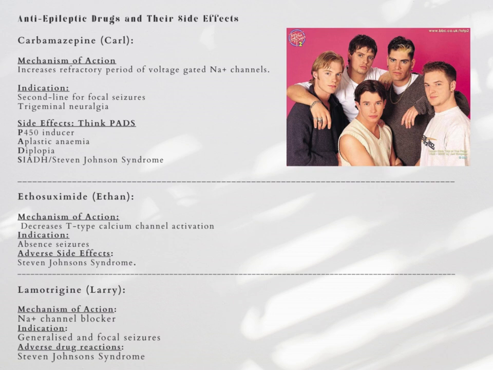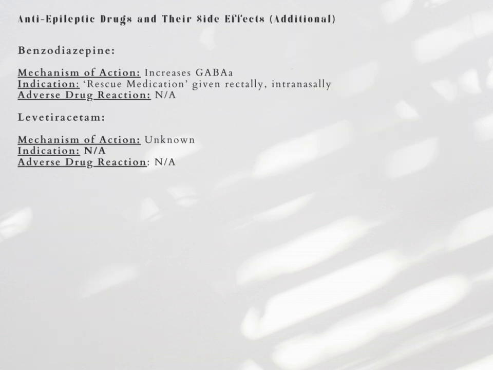Ethosuximide decreases T-type calcium channels. It's indicated in absence seizures, and its side effects include Stevens-Johnson syndrome. And lamotrigine is a sodium channel blocker. It's used for generalized and focal seizures, and it also can lead to Stevens-Johnson syndrome. So Carl, Ethan, Larry can lead to Stevens-Johnson syndrome. These are some of the not as common drugs, but it's also good to know.